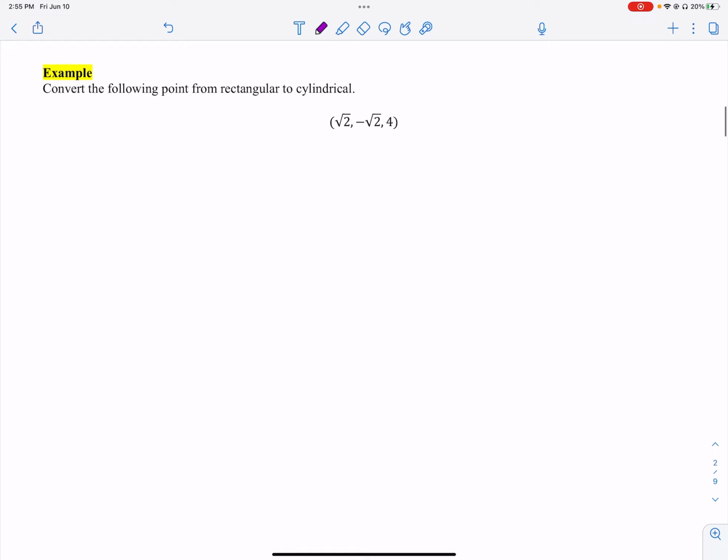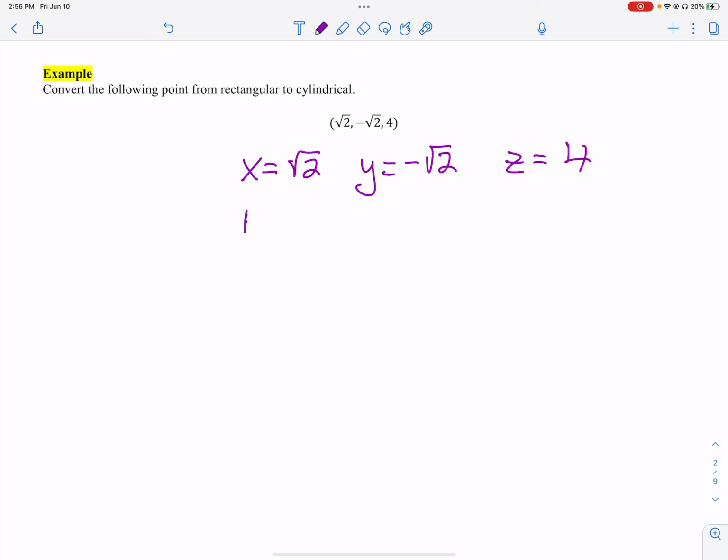So here's our second example. It says, from rectangular to cylindrical. All right, so this is rectangular, so x is rad 2, y is negative rad 2, and z is 4. And we want to go to, okay, cylindrical is, I'm way ahead of myself. Cylindrical is r, theta, and z. All right, z doesn't change.